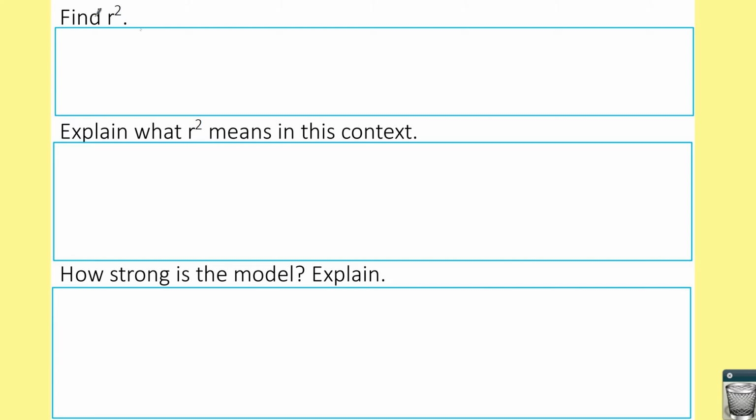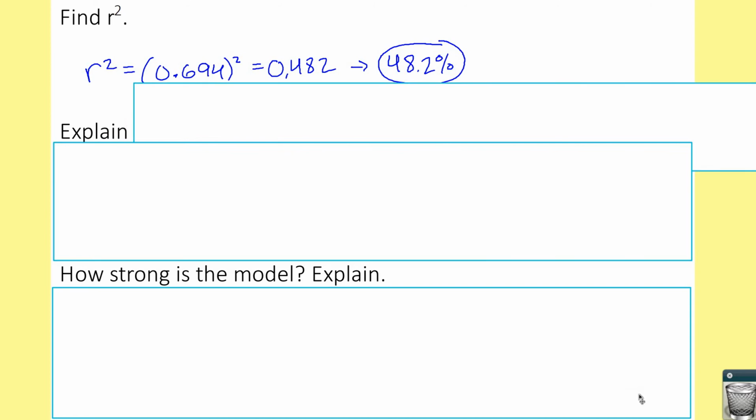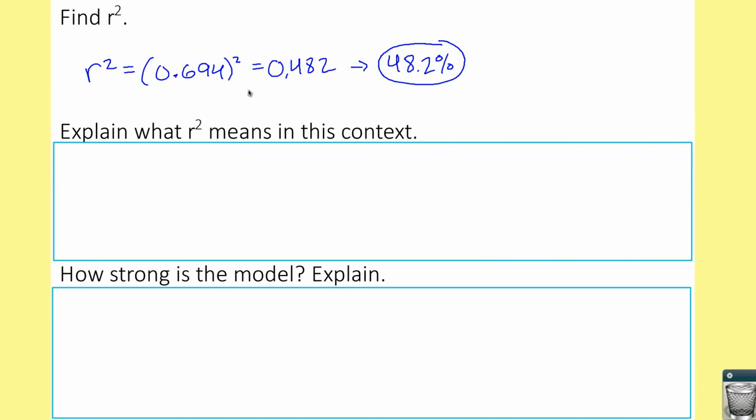First, we need to find R squared. R and R squared are similar to standard deviation and variance. Variance is what we use for calculations, but standard deviation is what we talk about. R is what we use for calculations, and R squared makes more sense to describe. R squared is literally just our R value squared.